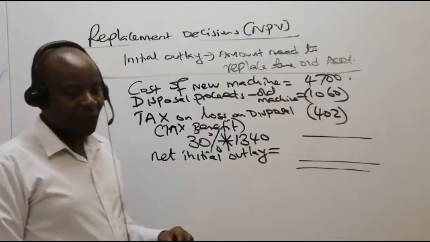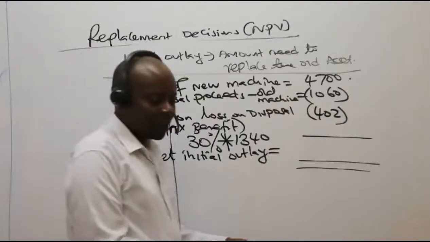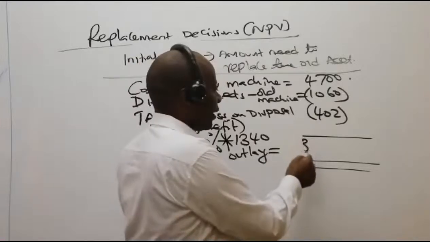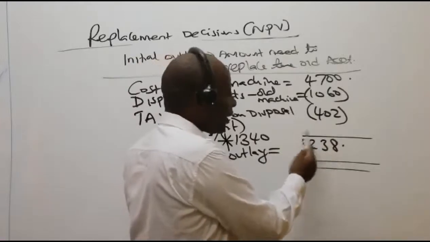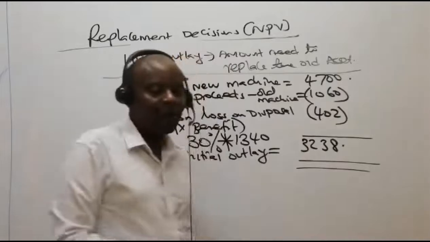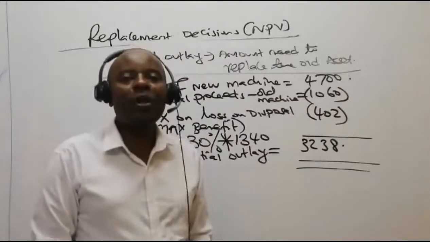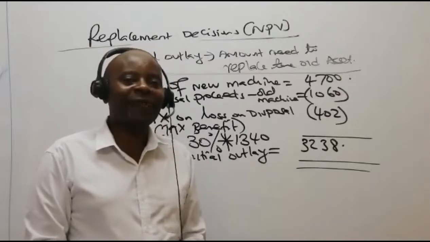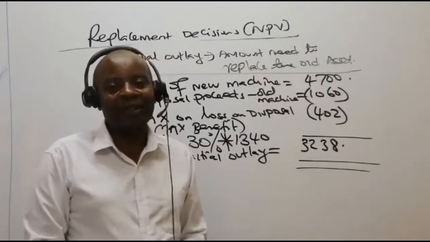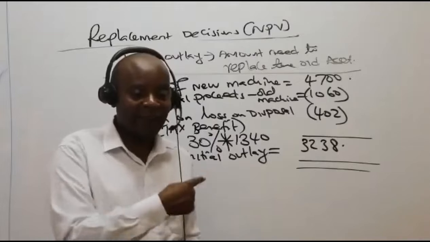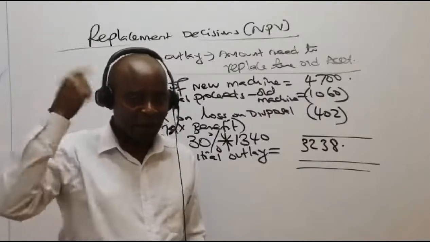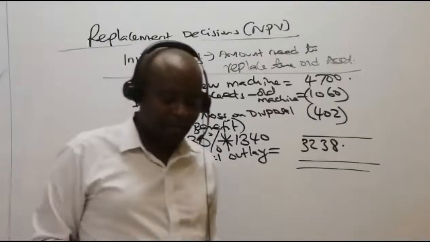We add, yes. So the net initial outlay gives me a figure of 3,238. So 3,238. This is a very important figure. Remember, at the end of the day, this examiner would need us to calculate net present value. So it's a figure that I expect you to have at the back of your mind. We'll want to use this figure next.